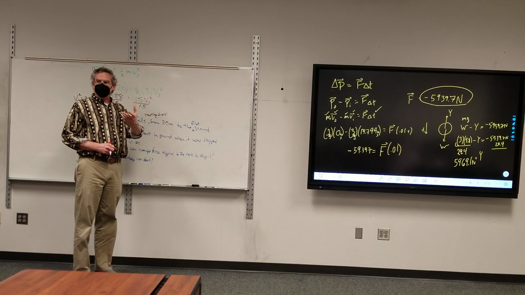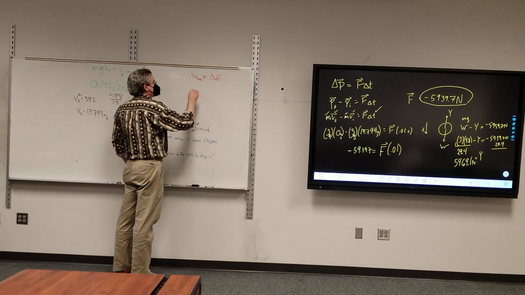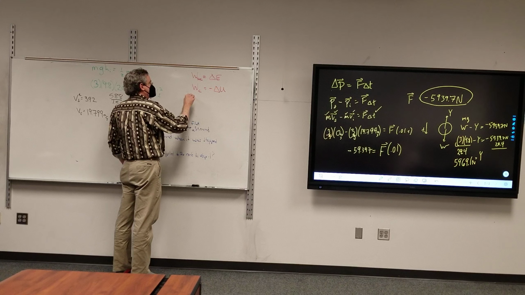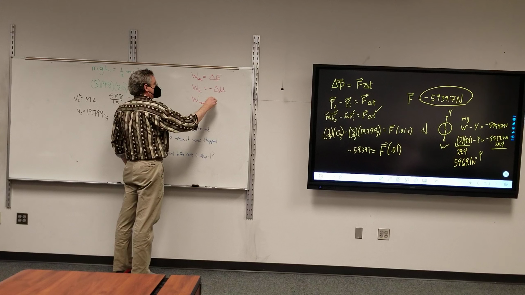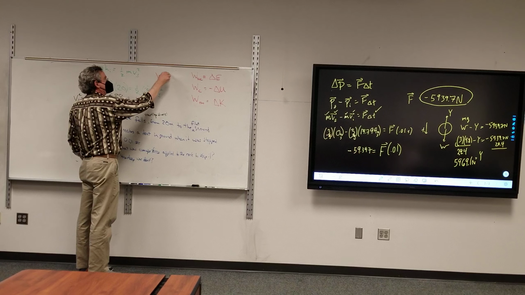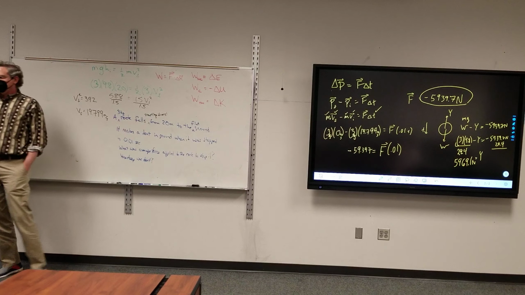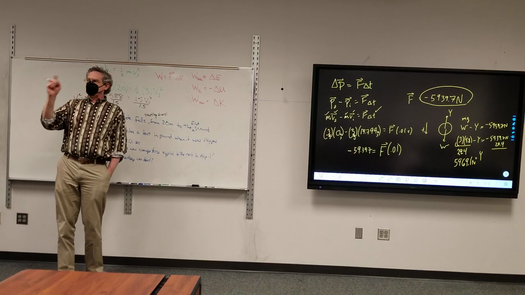So we bring out our standard work-energy relationships. I know that non-conservative work is equal to the change in total energy. Conservative work is equal to the negative change in potential energy. And total work is equal to the change in kinetic energy. And I know work is force times displacement. The U is potential energy, right? That is correct. Okay.